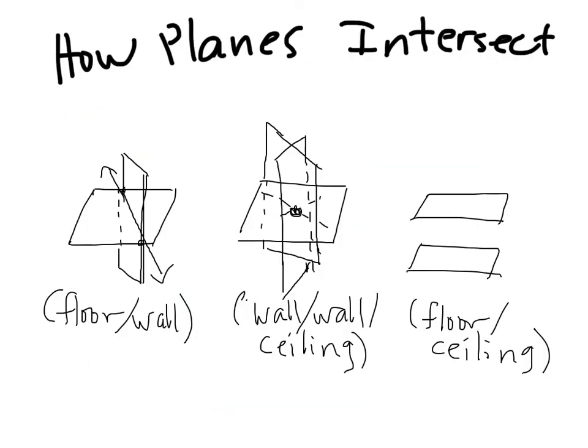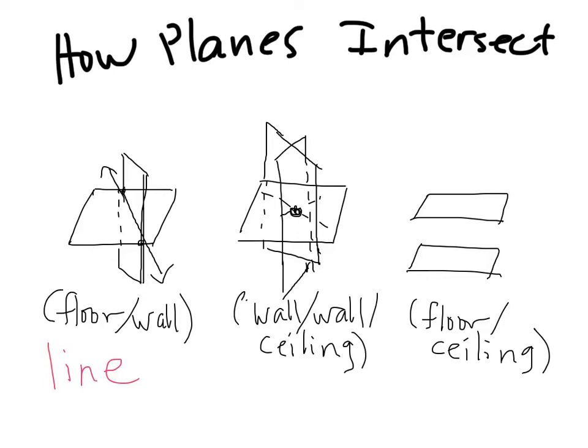Okay, how planes intersect with one another. So when two planes intersect, three different things can happen. One thing is that they can intersect in a line. Okay, and you can think about like a floor and a wall. They intersect in a line.